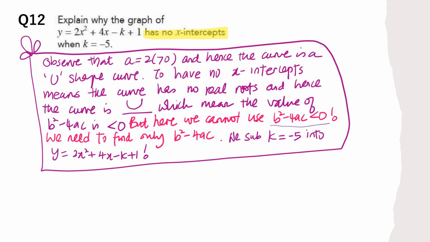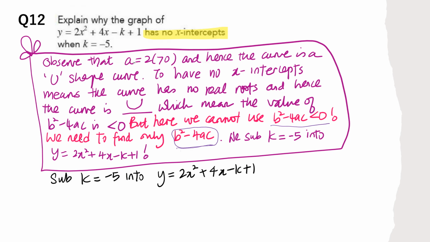What we need to do is substitute k equals negative 5 into the quadratic curve, find the value of b squared minus 4ac, and show that this value is less than 0. So how do we do it? Right, the first step is to substitute k equals negative 5 into the quadratic curve. Simplify it, you get y equals 2x squared plus 4x plus 6.